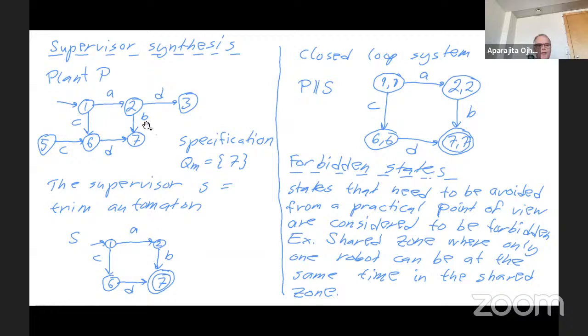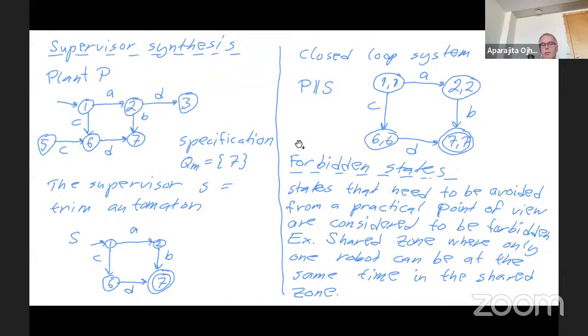And we have the specification that also state 7 is the marked state. Then it's interesting that if you take the plant synchronized with this supervisor, you get this closed loop system. You see here that I use the same state names in the supervisor as I do in the plant. 1, 6, 2, 7. And the events A, C, D, B. These 4 are the supervisor states.